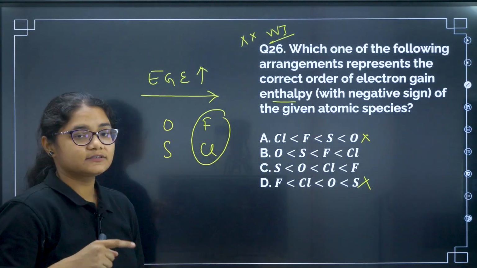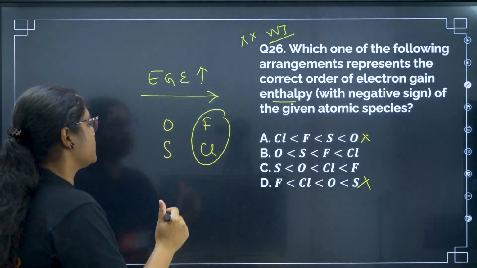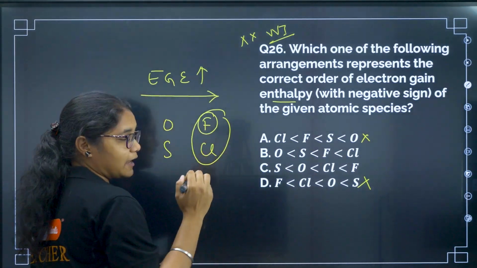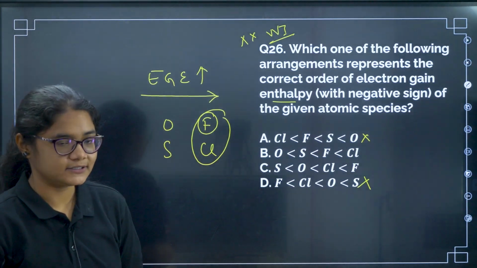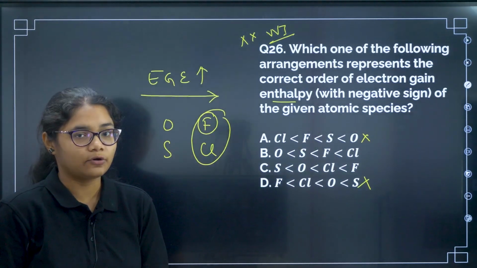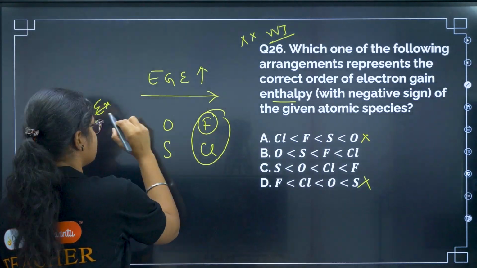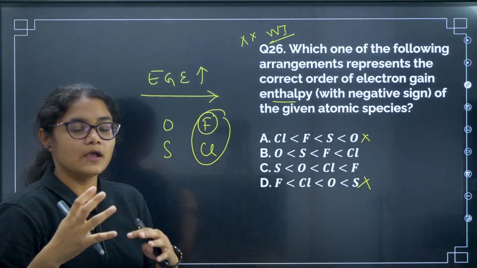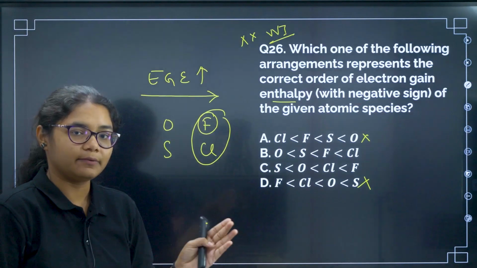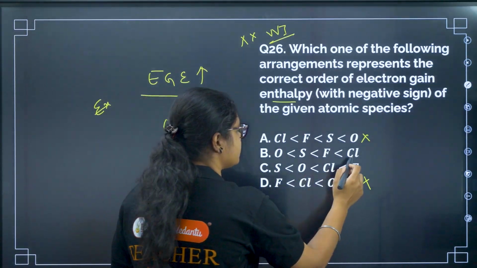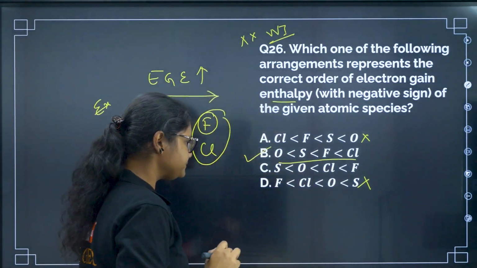Now coming to whether it is chlorine or fluorine, we know because of small size of fluorine and due to inter-electronic repulsions, chlorine has higher electron gain enthalpy than fluorine, right? This you have to remember, it is not an exception. Generally, chlorine will have more electron gain enthalpy as compared to fluorine. So the correct answer for this question will be option B.